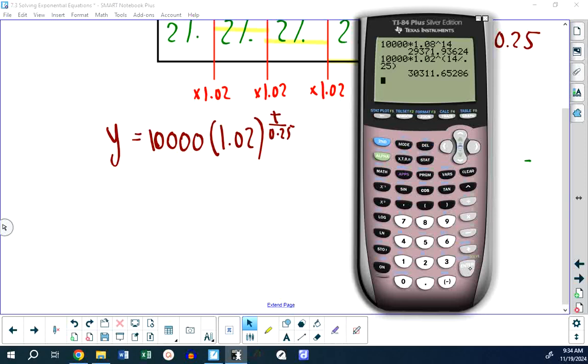The answer is her investment will have a value at the end of 14 years of $30,311.65. And the second part of the question is, how much interest will it have earned? Well, we just subtract the original investment. We get that much interest. Are we okay with the second part of this?